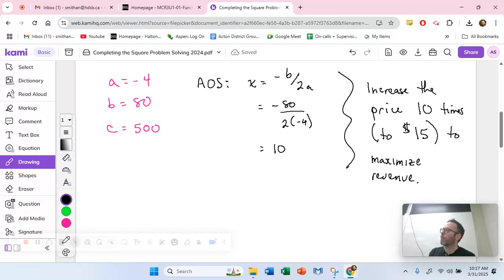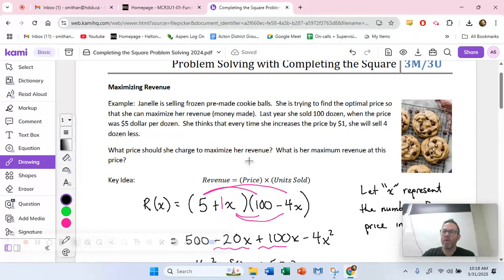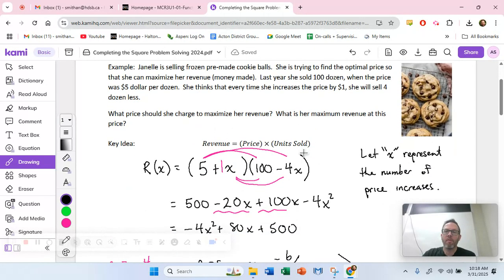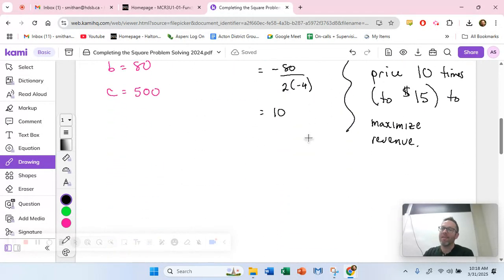So that answers part one of the question: what price should she charge? We just found that out. Sometimes that might be the end of it. But this question wants us to find the maximum revenue. So you just have to find the value of R when you put in x equals 10.